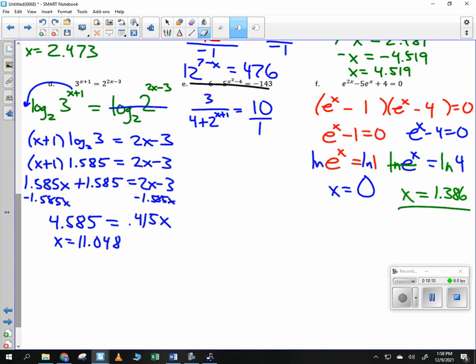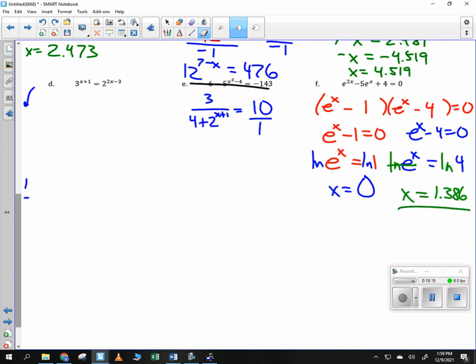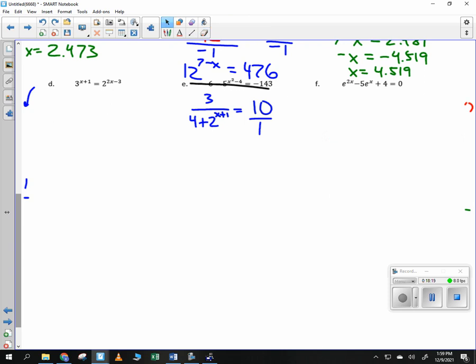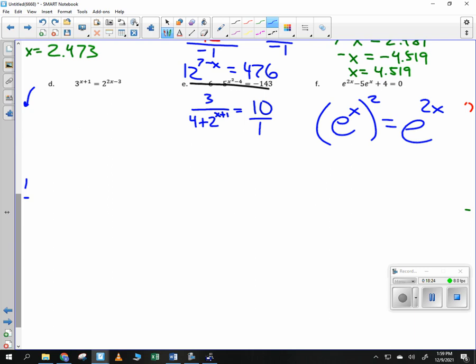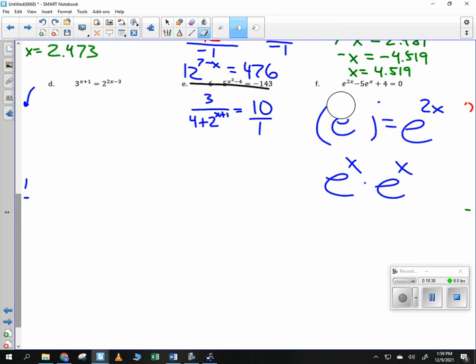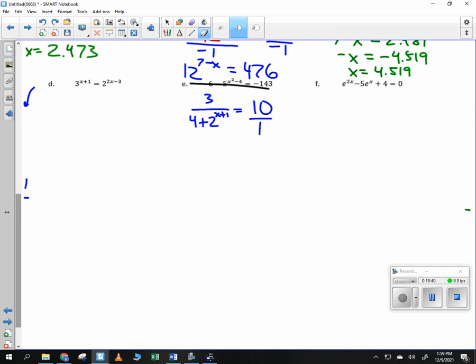So basically, when it comes to exponents, 2x is different from x squared. But e to the x squared is the same as e to the 2x. Because e to the x times e to the x is e to the 2x, or e to the x quantity squared. These are all the same. Oh yeah, because they're multiplying exponents, not multiplying, not exponents. You got it, buddy.